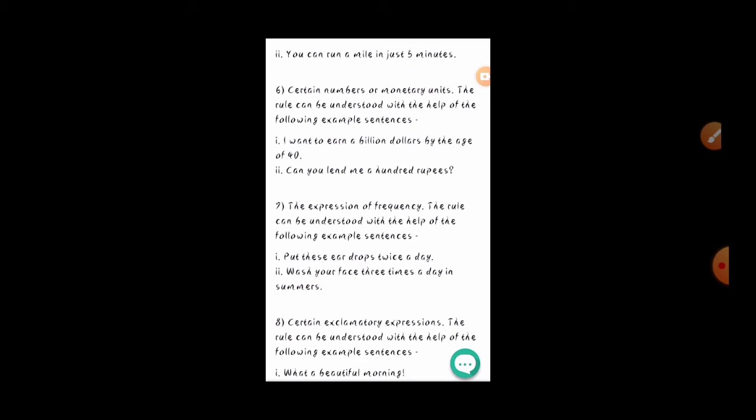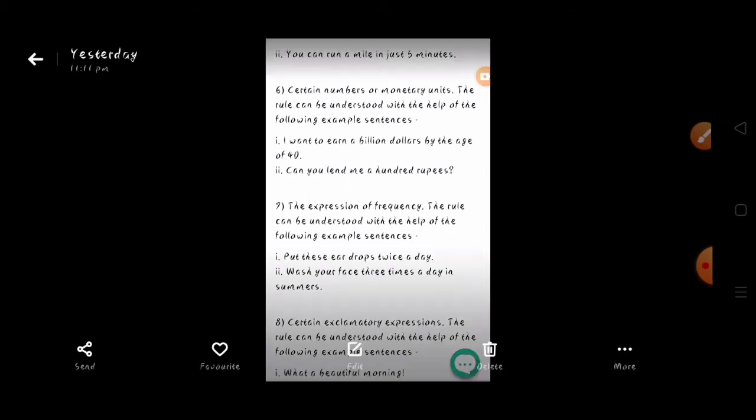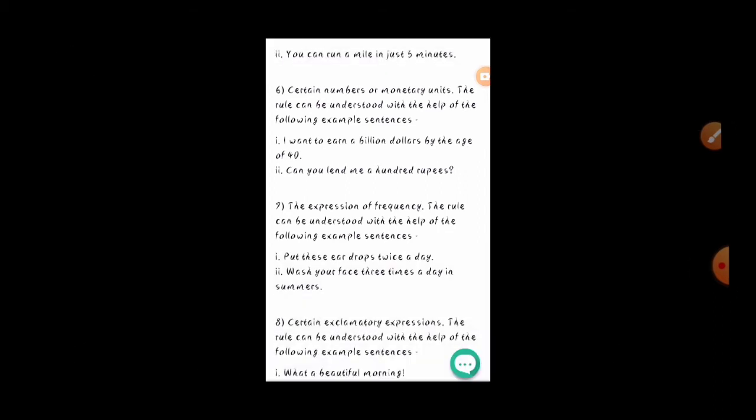Okay. Next is certain numbers of monetary units. The rule can be understood with the help of the example. What is the example? I want to earn $1 billion by the age of 40. See, in this also there is a certain number of monetary units. In the previous question we are determining the quantity, but here it is a monetary unit or certain numbers. In that case also a is used. I want to earn $1 billion by the age of 40. And second example is, can you lend me 100 rupees?